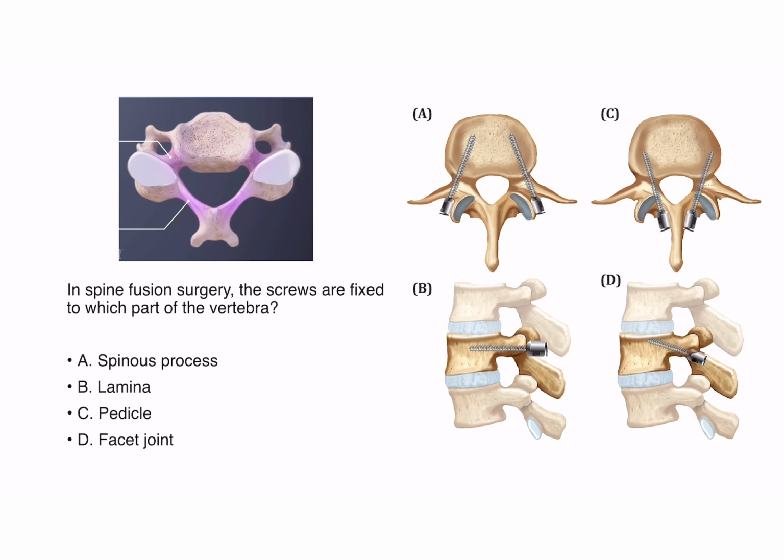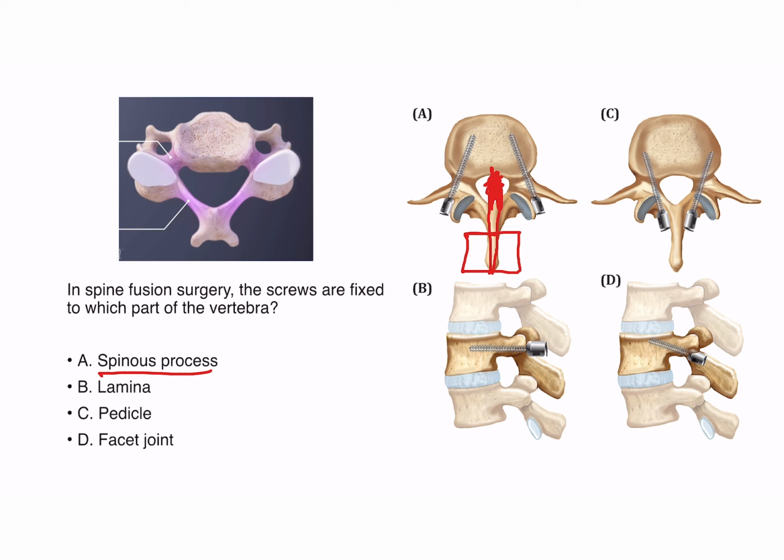The next question, related to spine surgery, was tested again in INI-CET past years. In spine fusion surgery, the screws are fixed to which part of the vertebra? Before going through these options, you should know what are all the parts of a vertebra, right? Spinous process. What is the spinous process? This is the spinous process. Do you think if someone tries to put a screw like that, it is going to go through the vertebral canal and damage all the neural structures inside? I'm not going to do that, right?